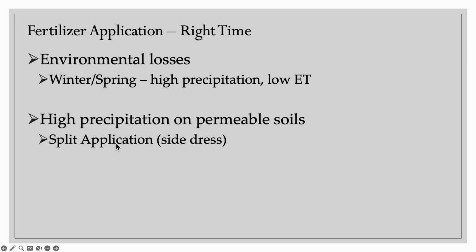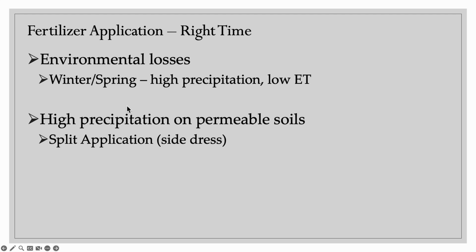As you saw me mention previously, that split application or that side dress is the best management practice because you don't want to apply 100% of your fertilizer in the beginning of the season, right? You would want to make sure that you spread that out, because the plant is actually going to need more of that nitrogen in the later half of the season than it is in the beginning.